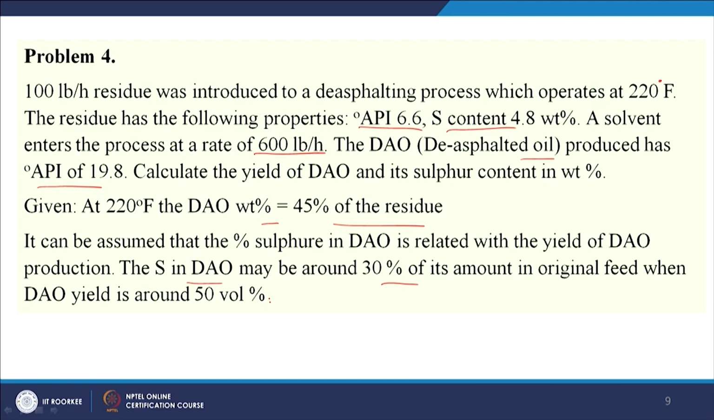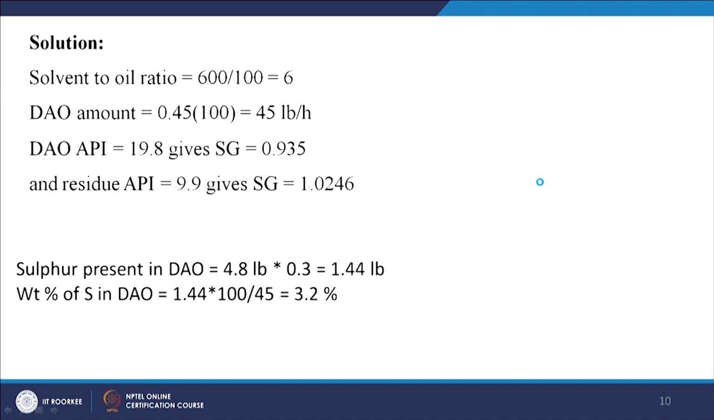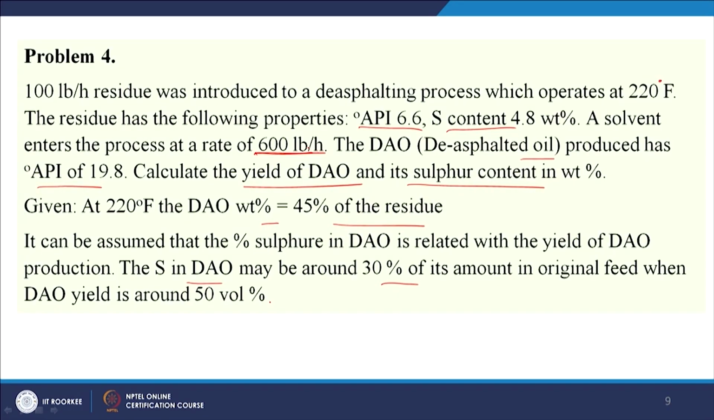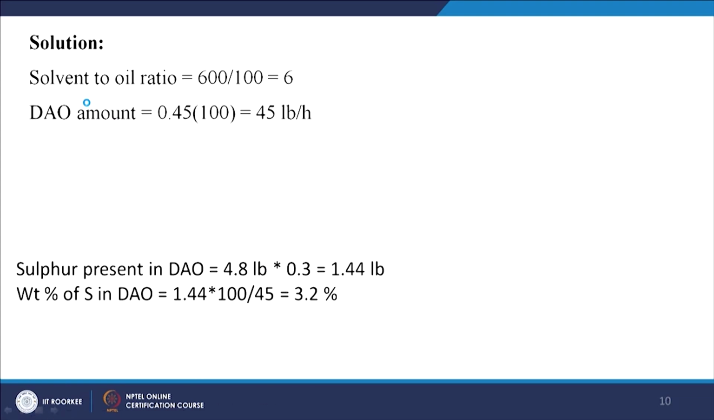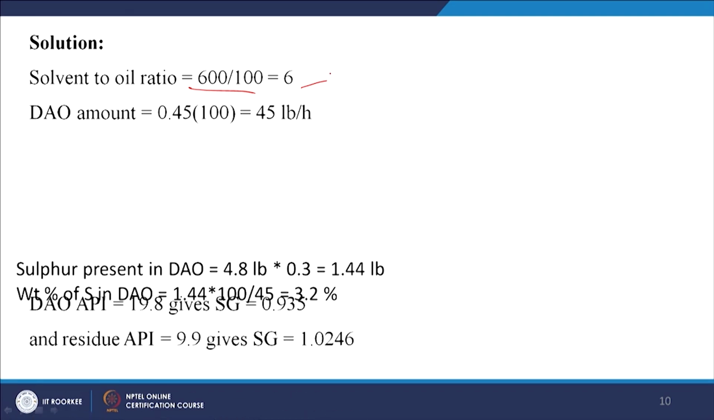So, what do we have to do? We have to calculate the yield of DAO and the sulfur content in it on a weight or mass basis. Here, what is the solvent to oil ratio? We have 100 pound per hour of residue and solvent is 600 pound per hour. So, what is the ratio? 600 divided by 100, that is 6.